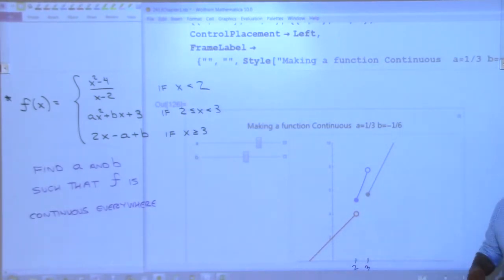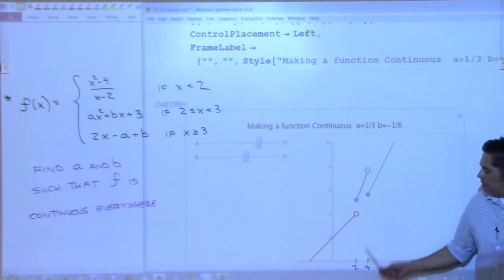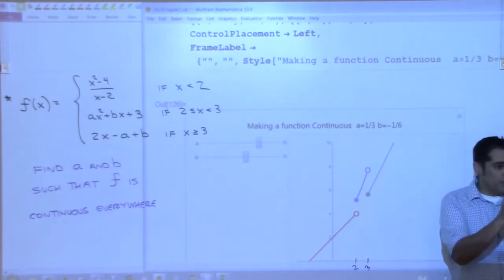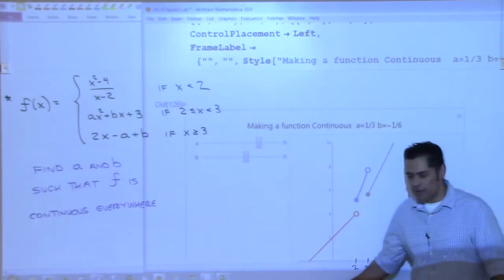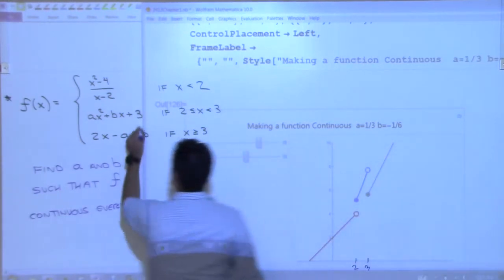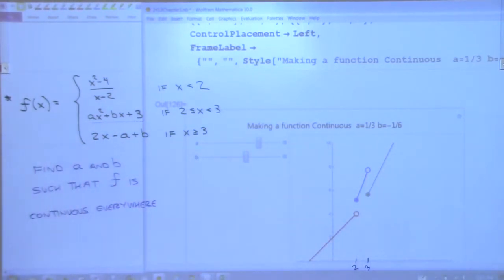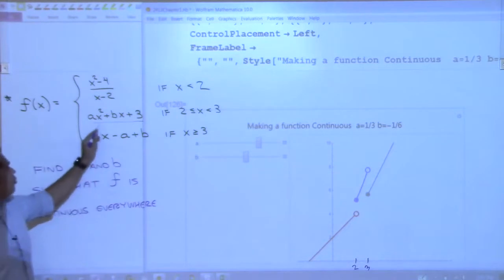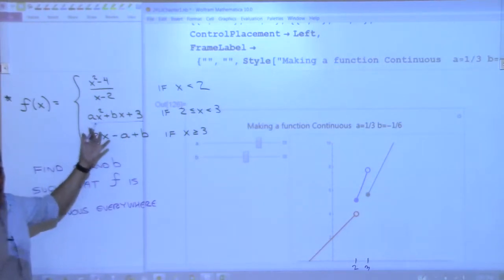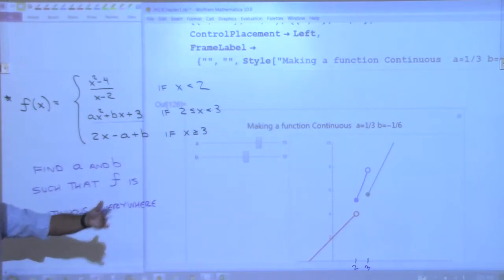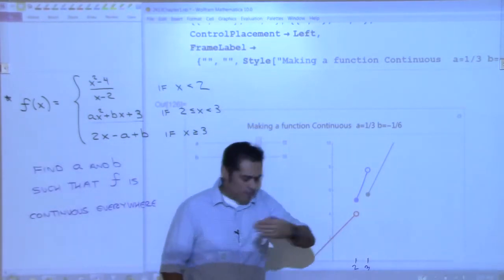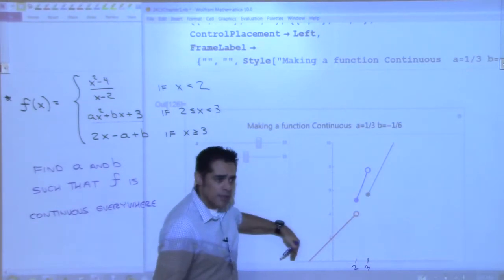Marissa? How about between 2 and 3? This blue function. Between 2 and 3, is it continuous? Yes? Why? Look at this right here. Why can you tell me that that's continuous? Okay, there's no holes. What type of function is this? Quadratic. And quadratics are polynomials, and polynomials are continuous everywhere. All right?